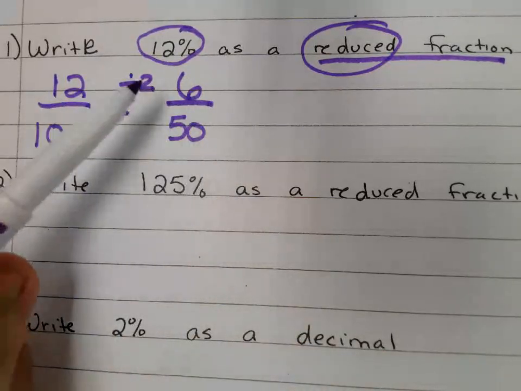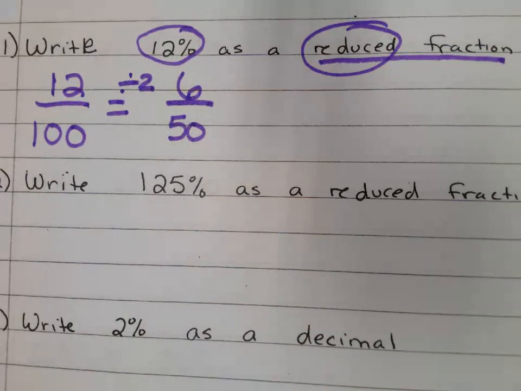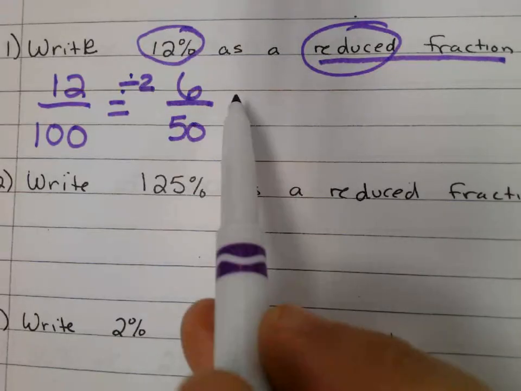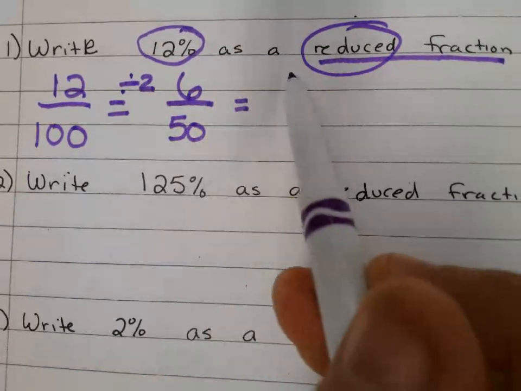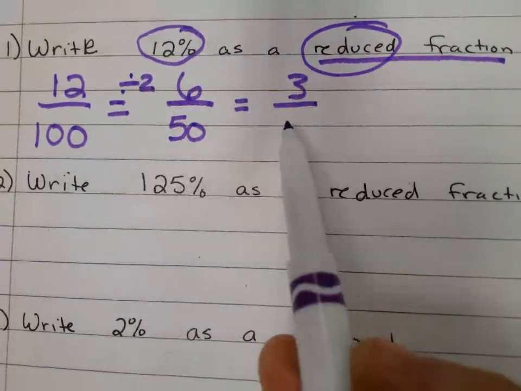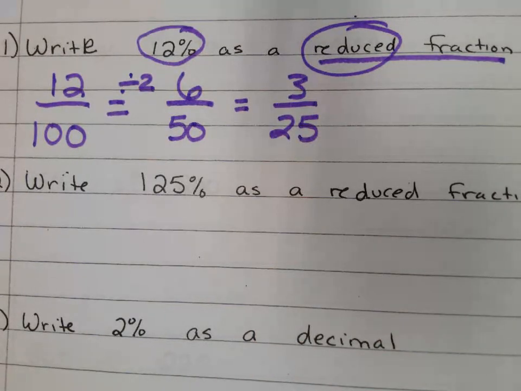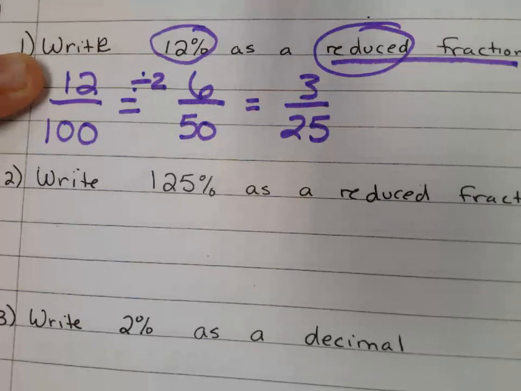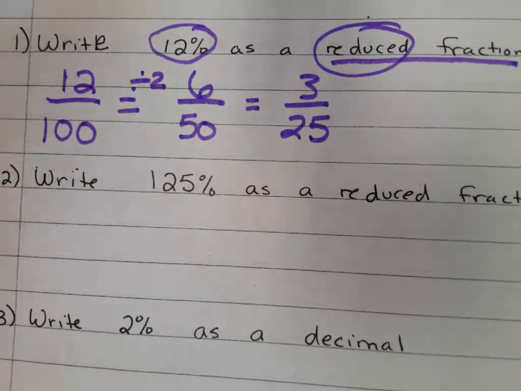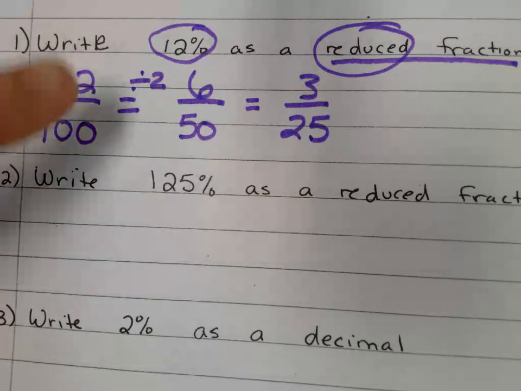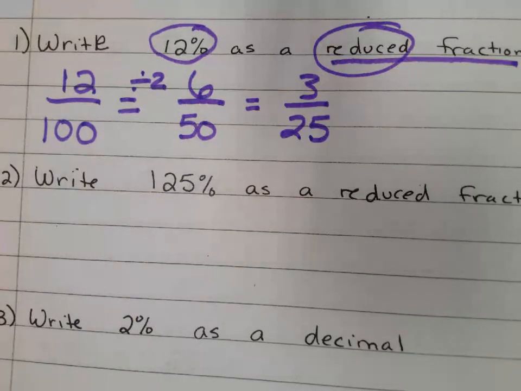Okay, will anything go into 6 and 50? Yes, 2. 2 will go into 6 3 times. 2 will go into 50 25 times. Now, if you'd noticed that 4 would go into both of these, you could have divided one time and just divided by 4. But each time you do it, you need to ask yourself the question, will anything else go in? So nothing else will go in, so we are done with this one.